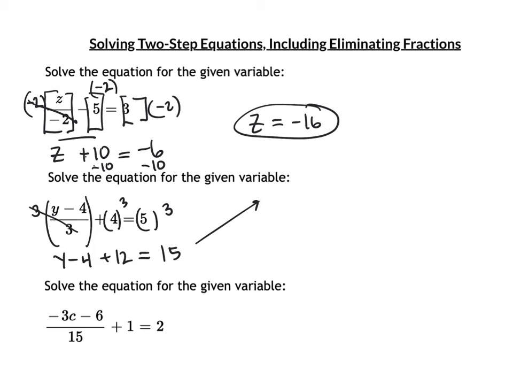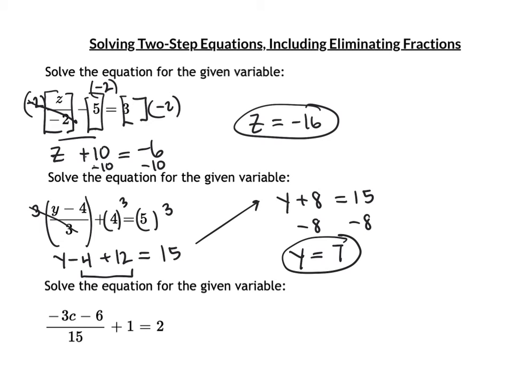Now, remember what I said, whenever possible, simplify. And the negative 4 plus 12, that simplifies. That's y plus 8 equals 15. And now I can get the y by itself, get rid of that plus 8, take an 8 off each side. Y equals 15 minus 8, well, that's 7.